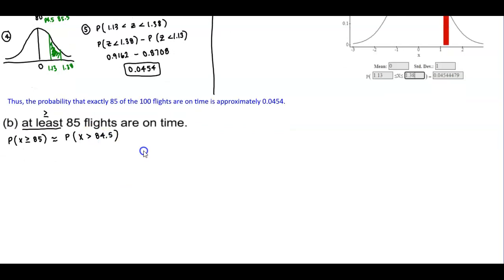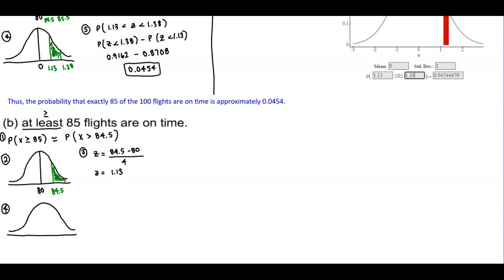Okay, so we know that our bell curve is the following. We have a value of 80 as our mean, and we know that our x value represents 84.5, and we want to find the area to the right of that. So we need to find the z-score for 84.5, which we already did. The z-score was 84.5 minus 80 over 4, and therefore z gave us 1.13. So now when we draw our bell curve, we have a mean of 0, and the z-score we're using is 1.13, and we want to find the area to the right of that.